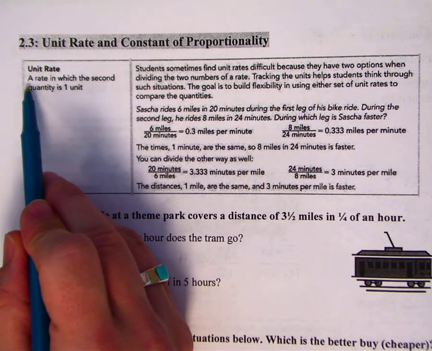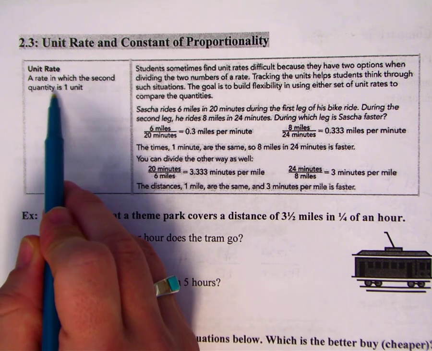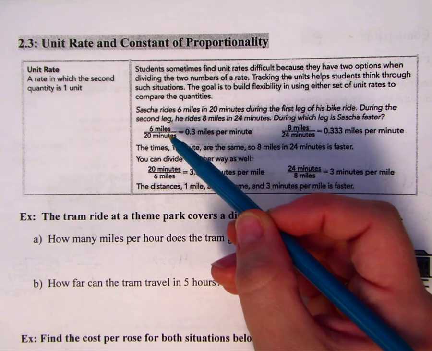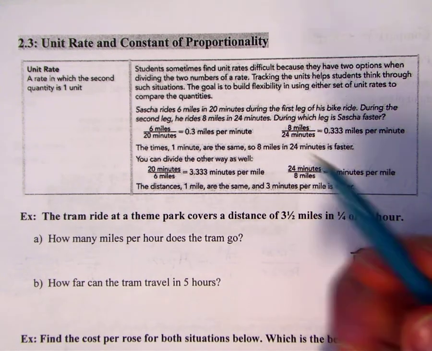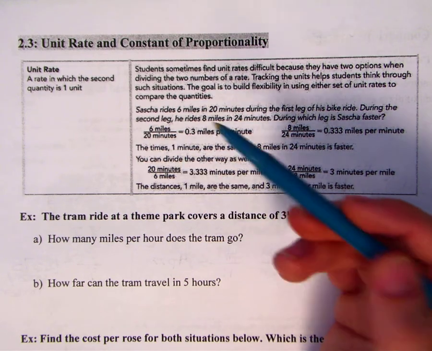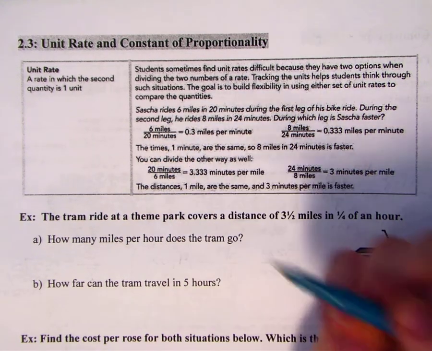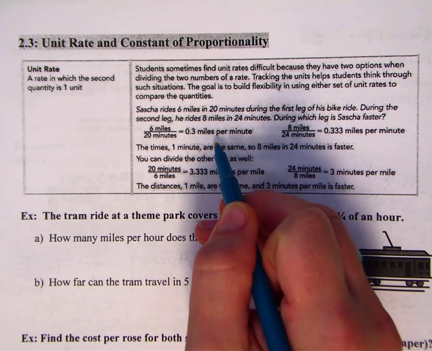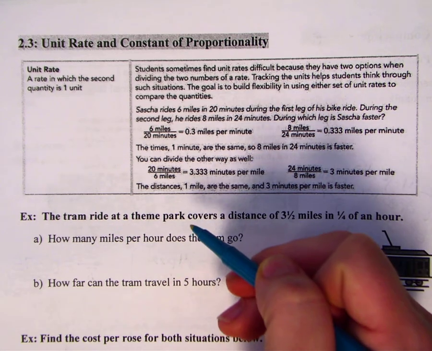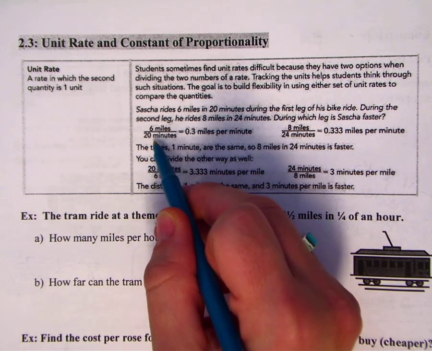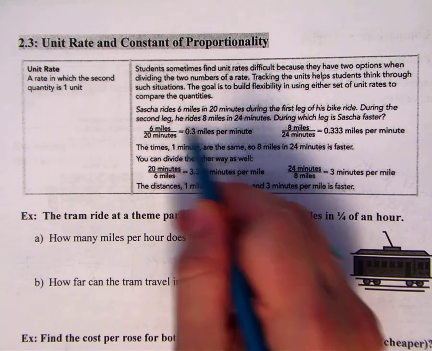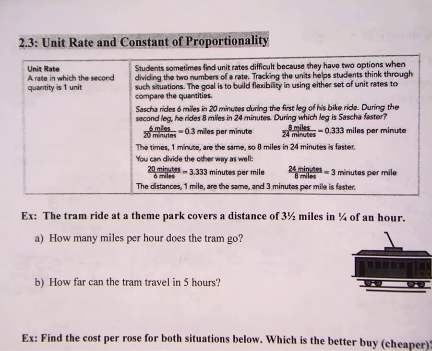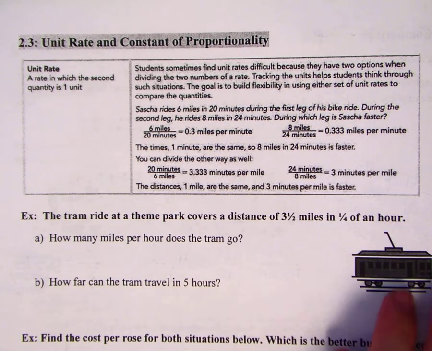Unit rate is when you figure out the rate in which the second quantity is 1 unit. So when you have your comparison of things, whether you're doing miles per minute or dollars per hour, or whatever you're doing, when you take those two things and you divide them by each other, and you figure out how much per 1 unit, that's what a unit rate is. So in this particular case, if I have 6 miles divided by 20 minutes, that gives me 0.3 miles per 1 minute, okay? And I could do that no matter what my two numbers are within my rate. If I divide them, it gives me the unit rate.